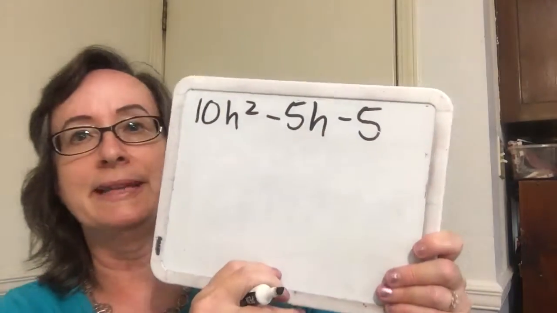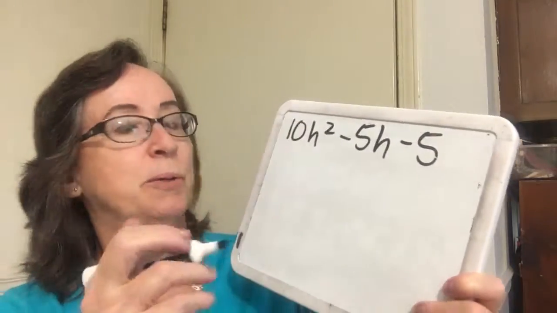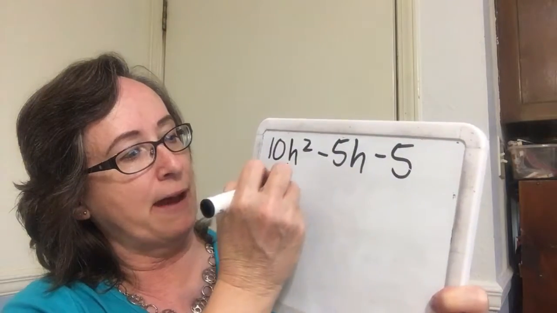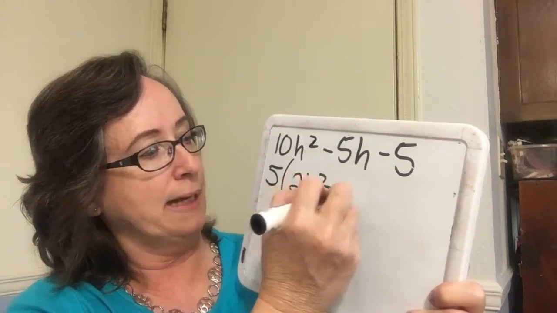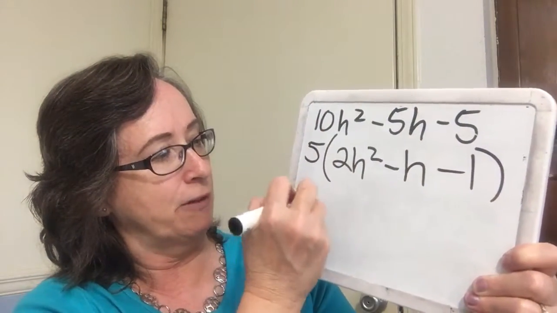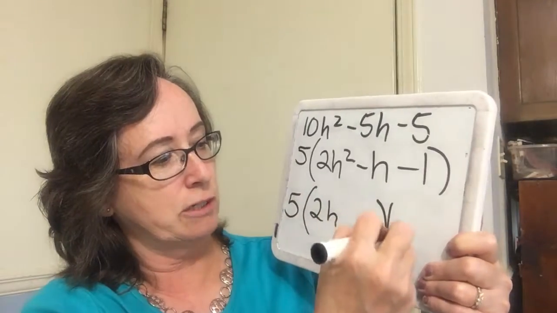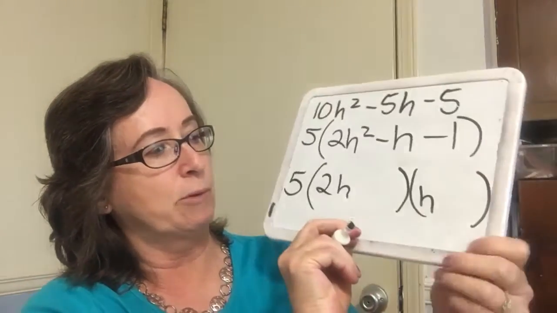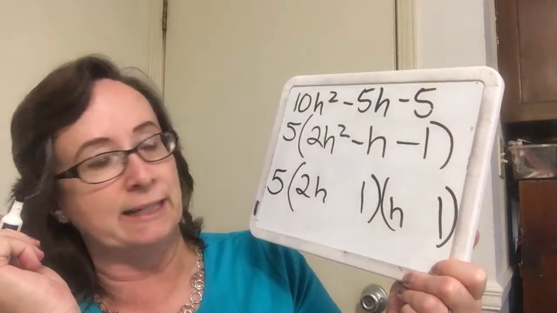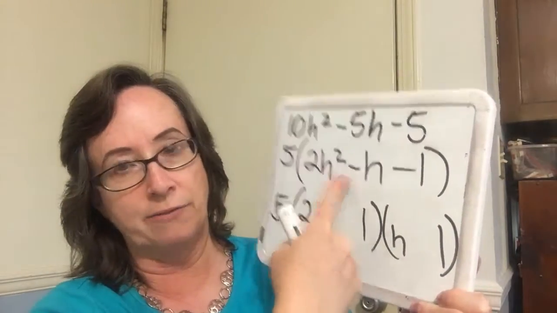Okay, now this one has a 10, 5, 5. So we should pull out a 5 to the front, which is going to make it so much easier to factor: 2h squared minus h minus 1. So now I'm going to keep my 5 in the front. I'm going to have 2h and h. I'm going to have a 1 and a 1, because there's only so many ways you can factor a 1. And then I'm looking for a difference, opposite signs of 1.